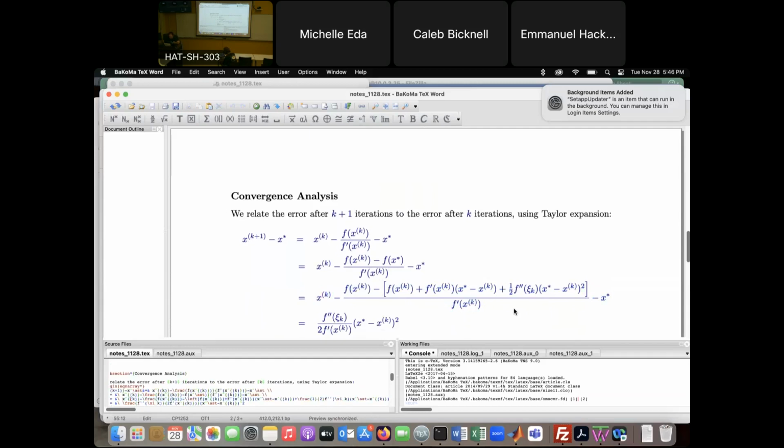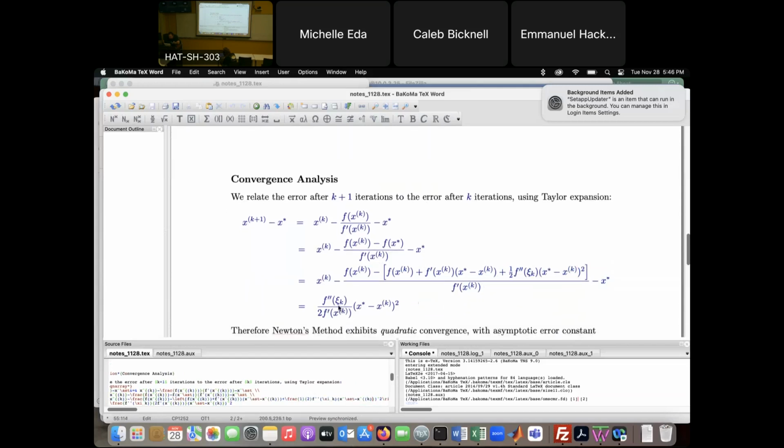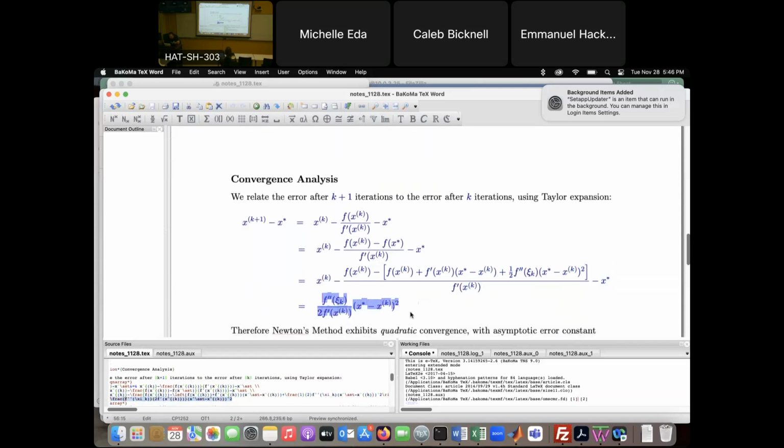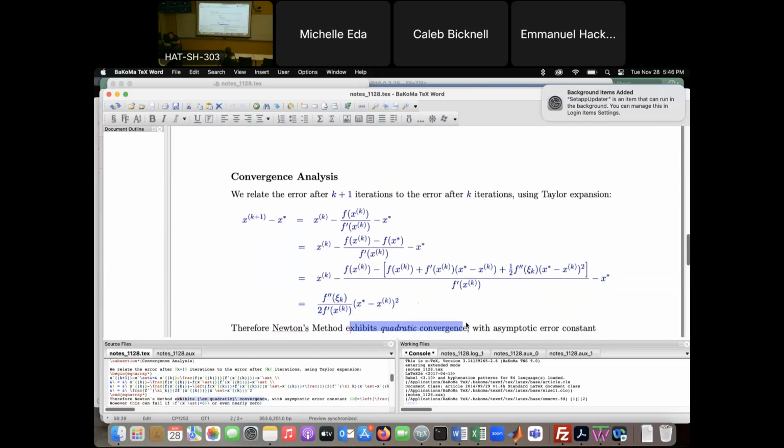I can take my word for it. The only thing that doesn't cancel is this term right here. So the 1/2 second derivative times (xk minus x star) squared, and we still have this derivative down below. So it simplifies to this. Now, notice the error after k plus 1 iterations is equal to this fraction times the previous error squared. Very important, because that means that Newton's method is quadratically convergent.